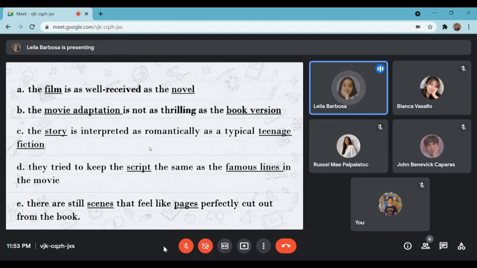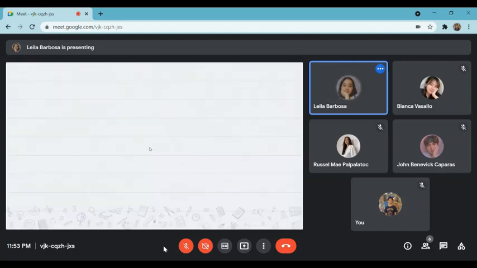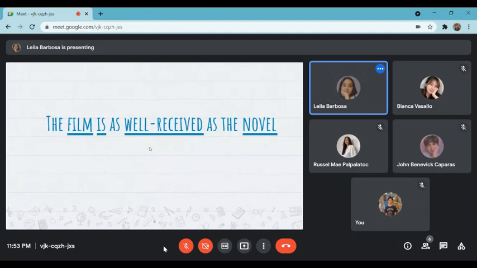Now that we've identified the things that are compared in this conversation, let's proceed to our lesson. We have here the first phrase that we used earlier in the conversation: the film is as well received as a novel. Now, what I would like you to do is to identify which part of speech these underlined words belong to. So, who would like to try for this first phrase?